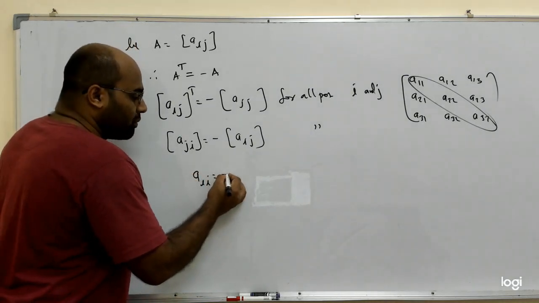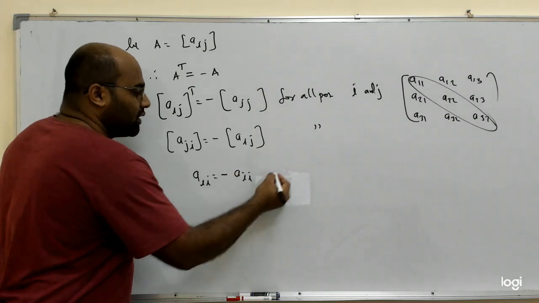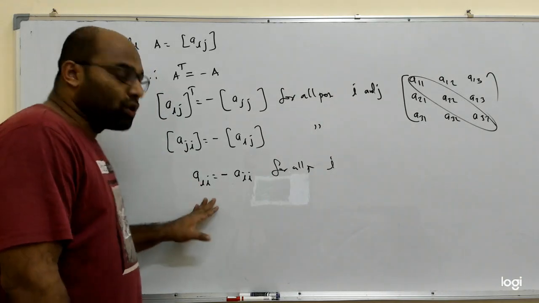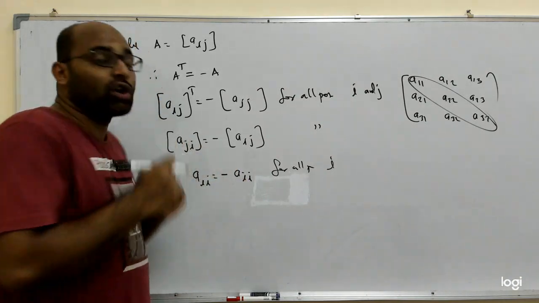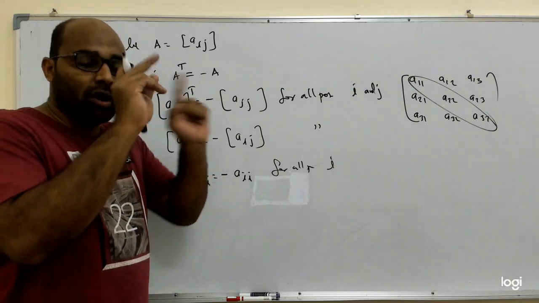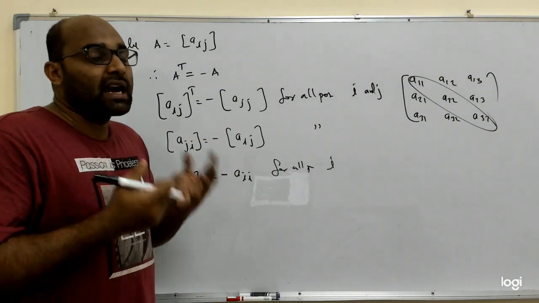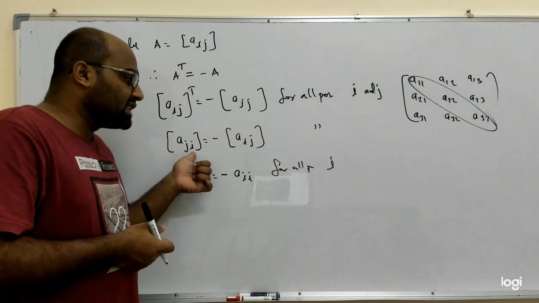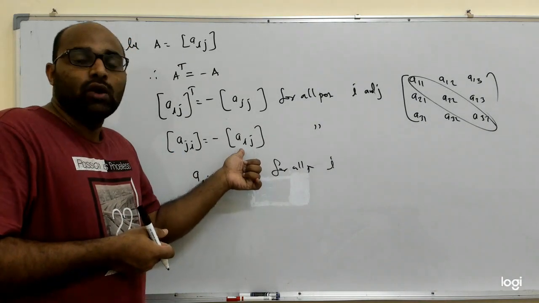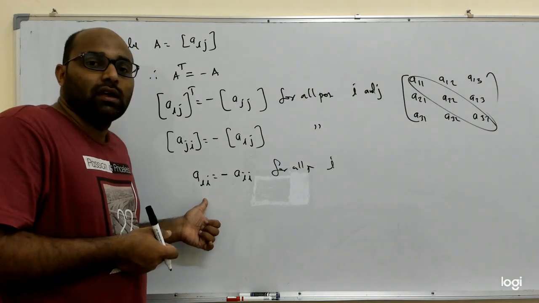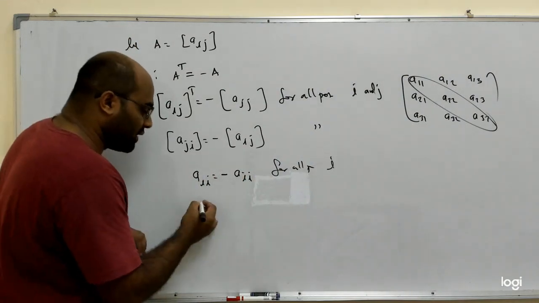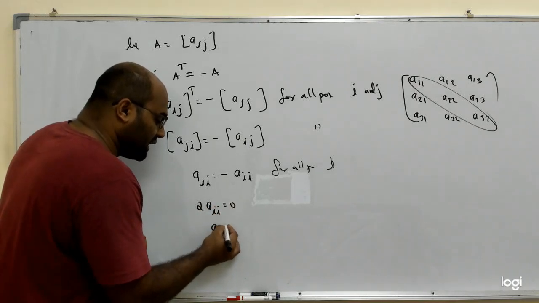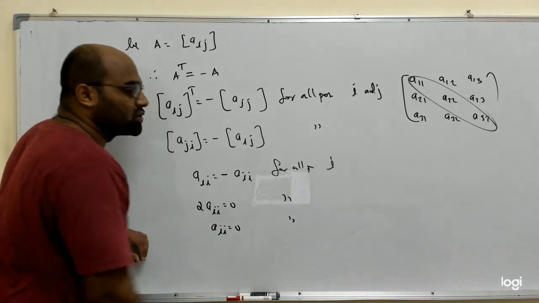A_ij equal to minus A_ji for all possible values of i. Why? Because these are diagonal elements, elements now, not the matrix. For diagonal elements, what can we call? i equal to j. So either you can write A_jj on both sides, or you can write A_ii. Now bring this to one side: A_ii plus A_ii, 2 times A_ii equal to 0. A_ii equal to 0 for all possible values of i.